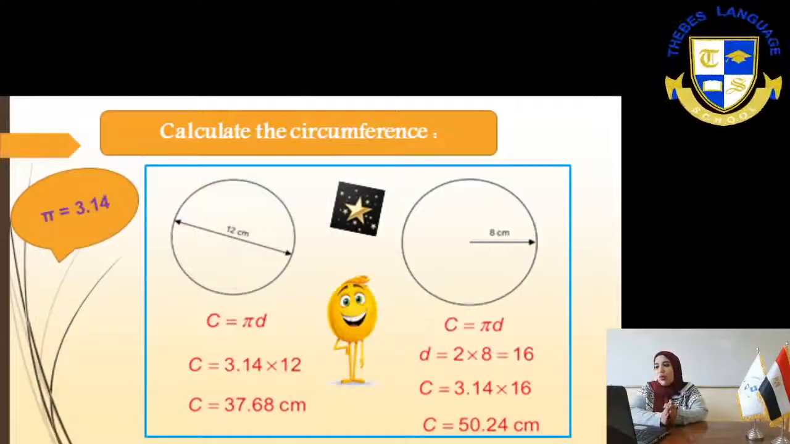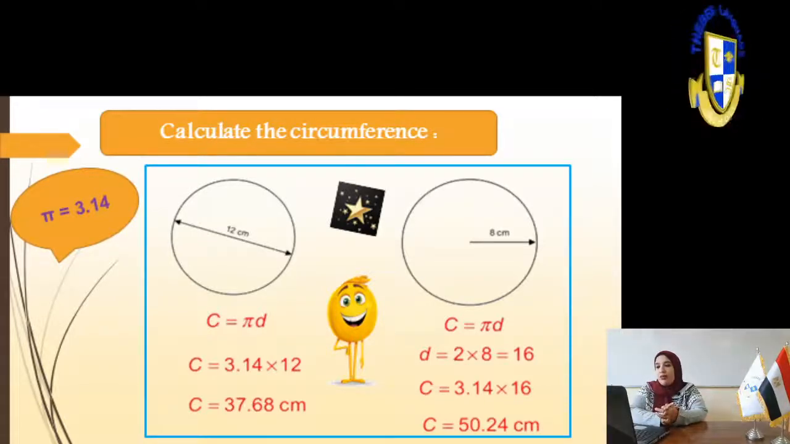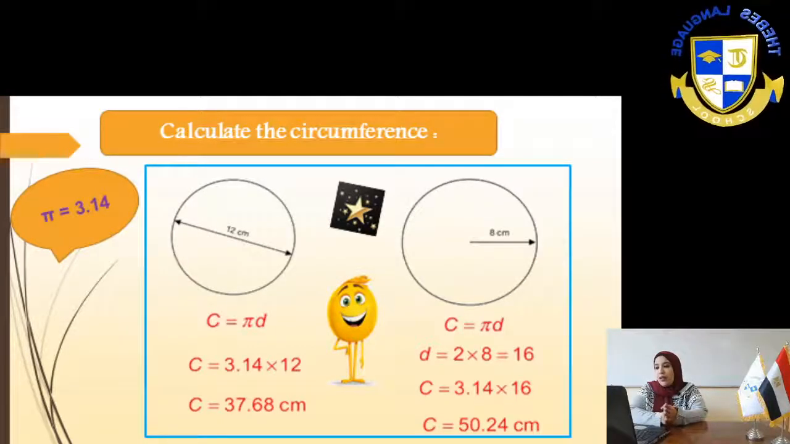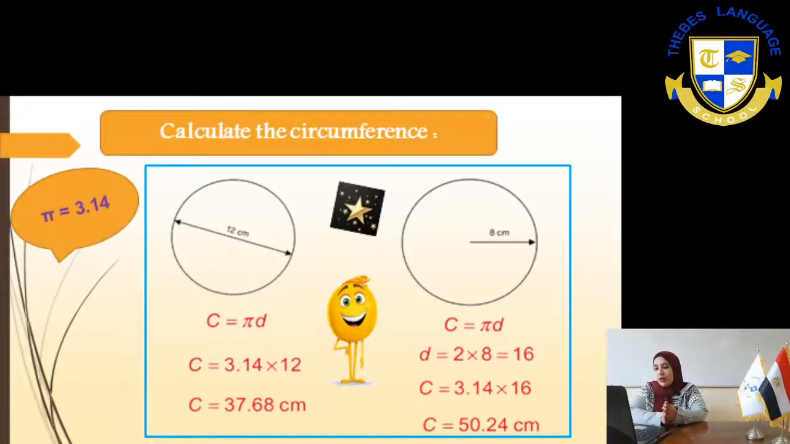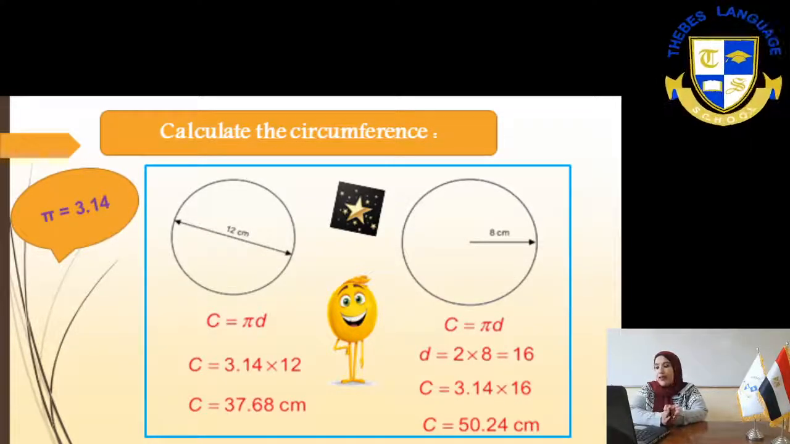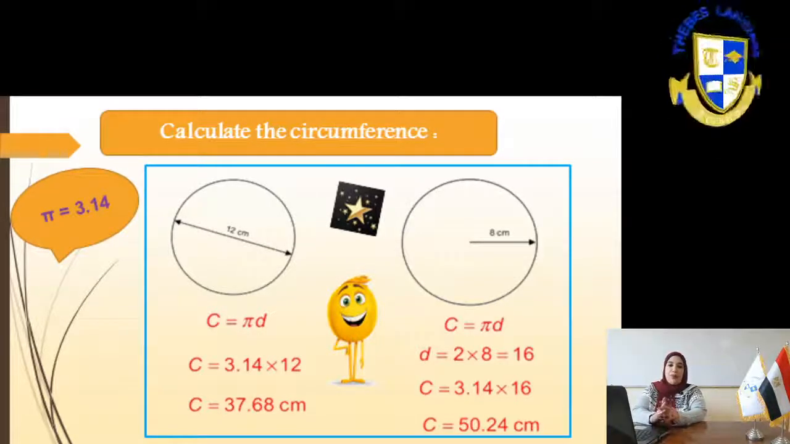In the second figure, you have a circle with radius equal to 8 centimeters. So circumference equals 2 by r. It will be 2 by 3.14 by 8. The answer will be 50.24 centimeters. And always remember, when you calculate circumference, centimeters, you're calculating length or perimeter.